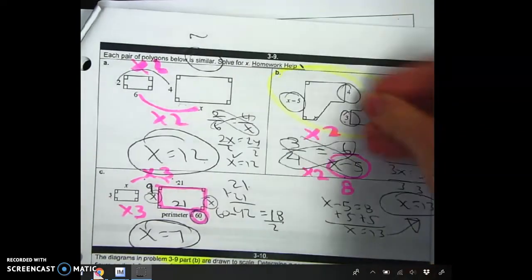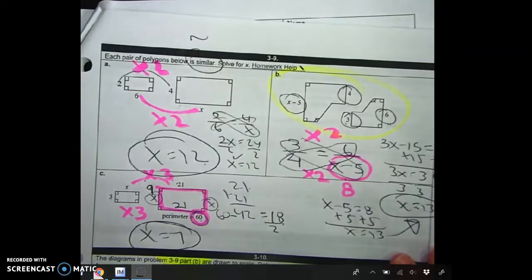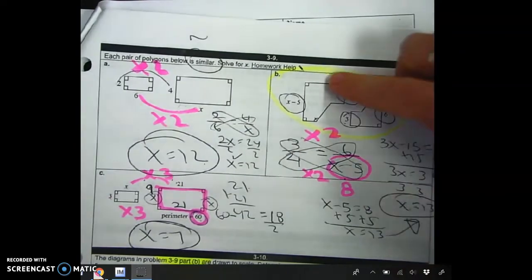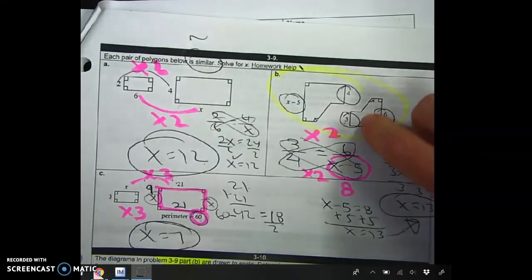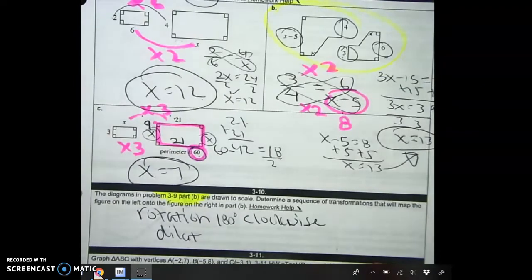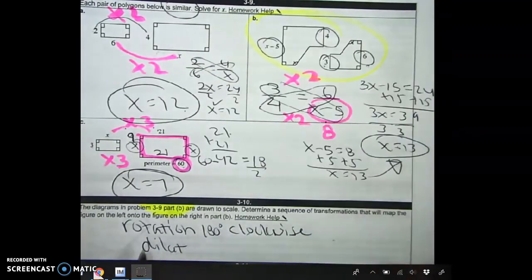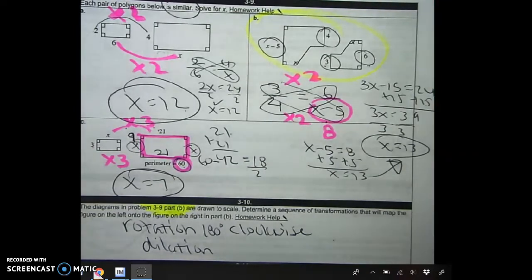And it turned all the way around, which means not just one turn, it's two. That's 180 degrees clockwise. But then if you look, this one's actually smaller. How do you say smaller? Dilation. Oops, I'm sorry, you can't see any of that. So I rotated 180 degrees clockwise, and then I dilated it because it got smaller.